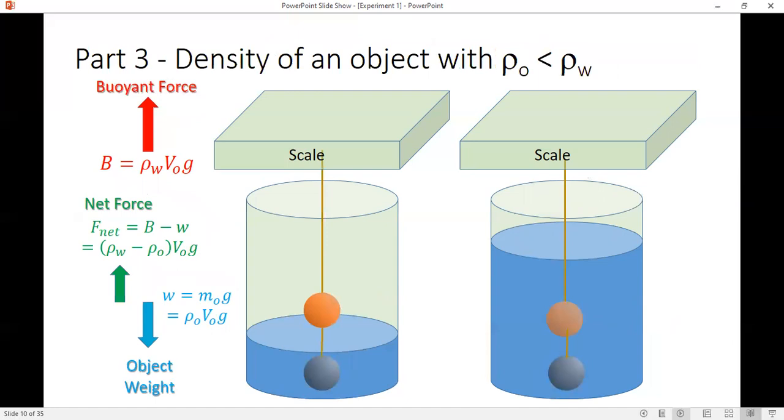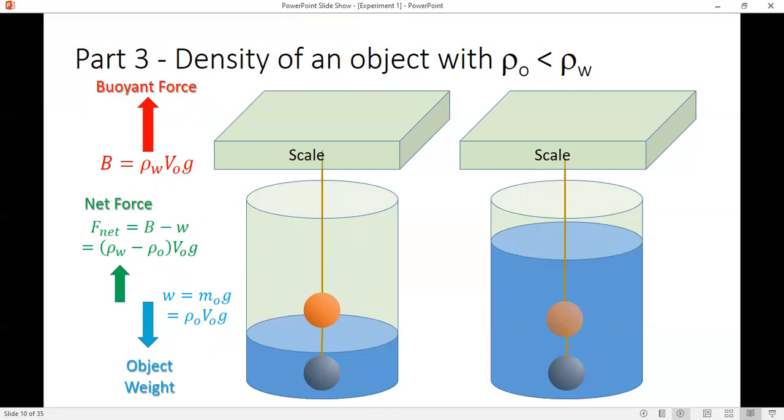Now, in the next part of the experiment, I know part 1 and part 2 are actually together. Part 1, you're actually doing the experiment. Part 2, you're using the data to convert it to a specific gravity. In what is labeled part 3 of the experiment, we're going to use the density of an object which is less than that of the fluid, something that would normally float.